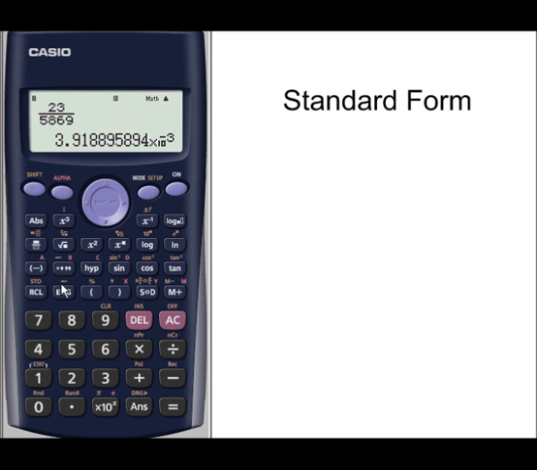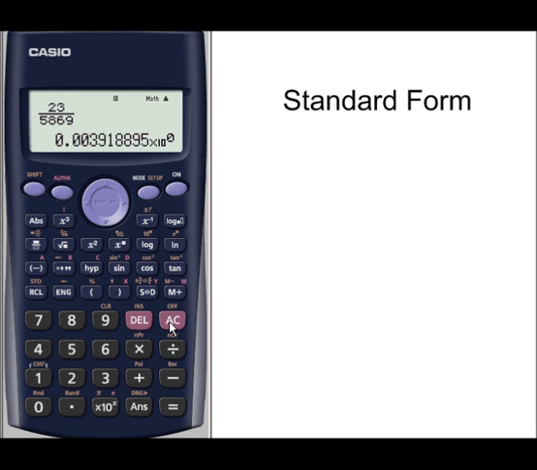Press shift and then this ENG key here. Okay, nothing happens the first time, you usually try that again, shift, ENG. Keep doing that until you see times 10 to the power of 0 here. As soon as you get times 10 to the power of 0, stop and then read off the value there. That's now in ordinary form.